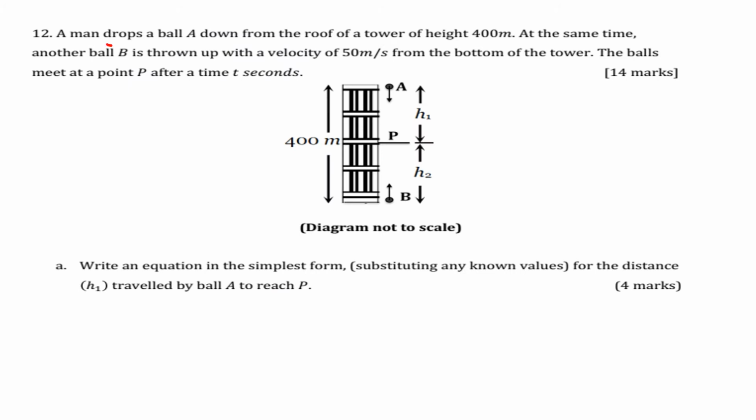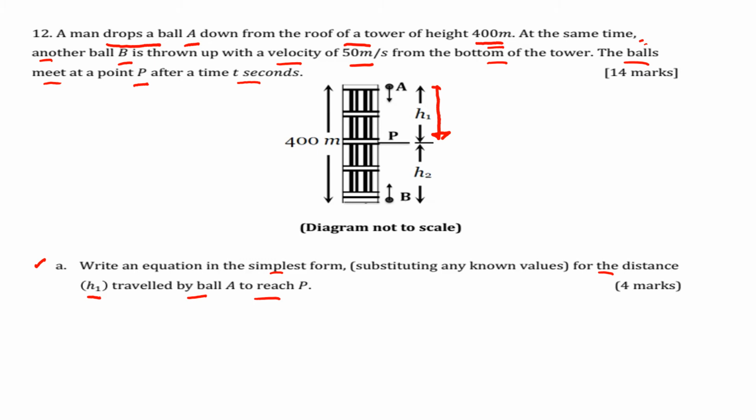A man drops a ball A down from a roof of a tower of height 400 meters. At the same time, another ball B is thrown up with a velocity of 50 meters per second from the bottom of the tower. The balls meet at a point P after time t seconds. Question A. Write an equation in the simplest form, substituting any known values for the distance h1 traveled by A to reach P. So basically, we would want to write an equation for h1.